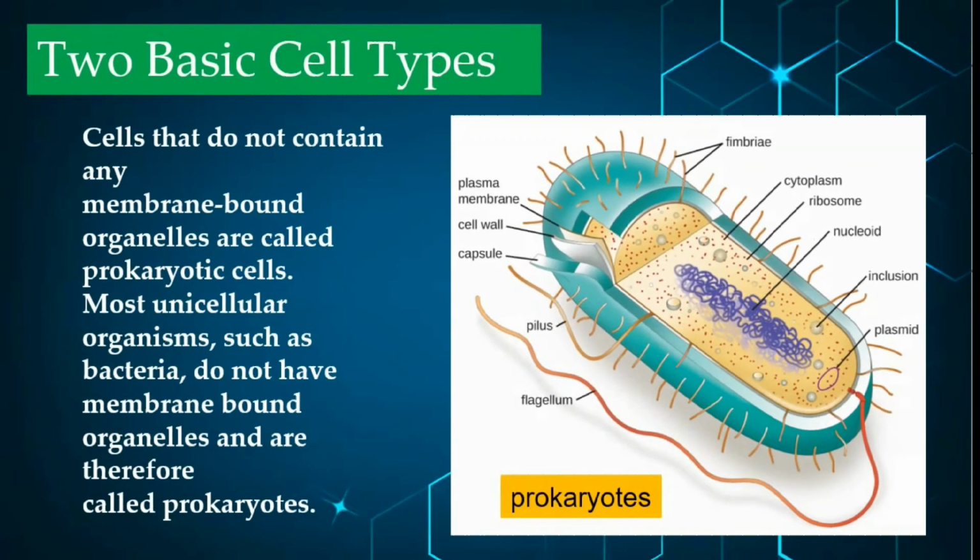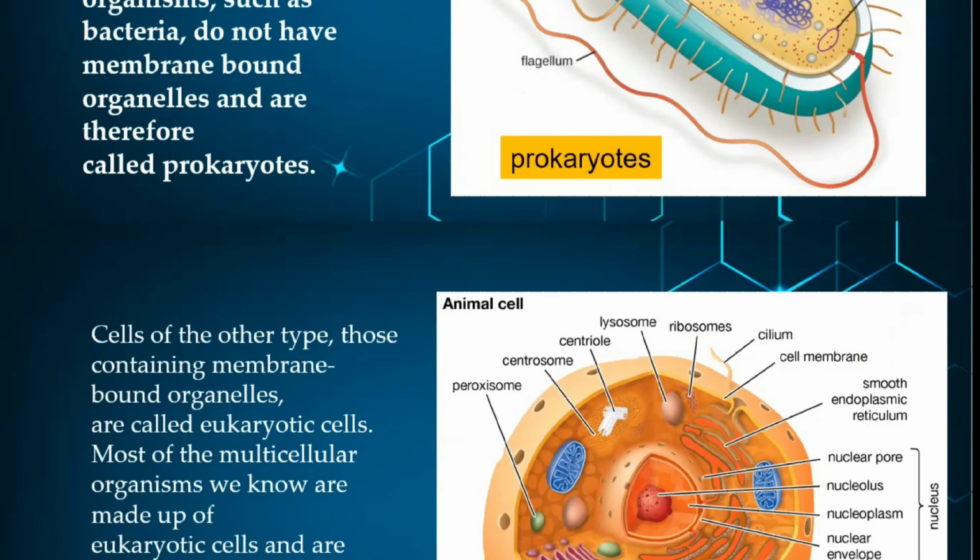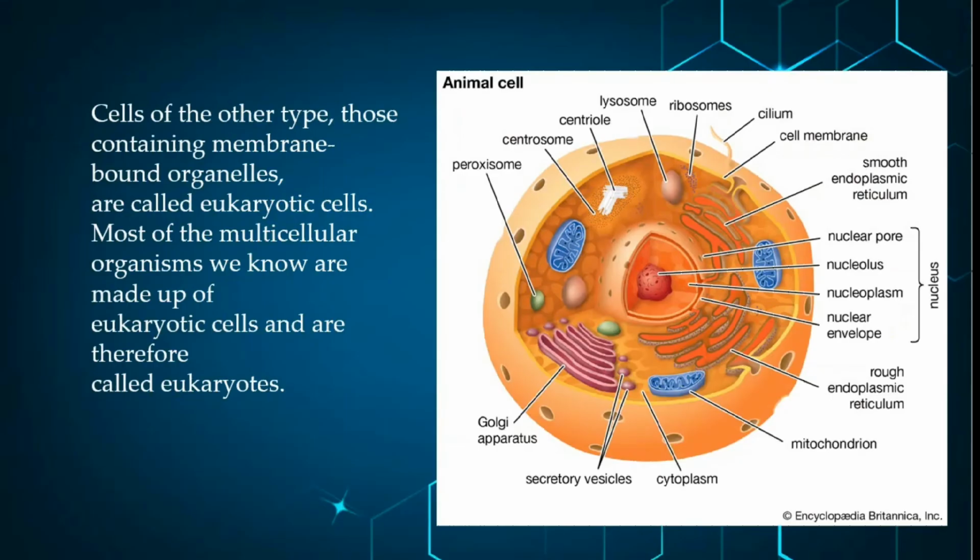Two basic cell types. Cells can be divided into two broad groups: those that contain membrane-bound organelles and those that do not. Cells that do not contain any membrane-bound organelles are called prokaryotic cells. Most unicellular organisms, such as bacteria, do not have membrane-bound organelles and are therefore called prokaryotic. Cells of the other type, those containing membrane-bound organelles, are eukaryotic cells. Most of the multicellular organisms we know are made up of eukaryotic cells and are therefore called eukaryotes.